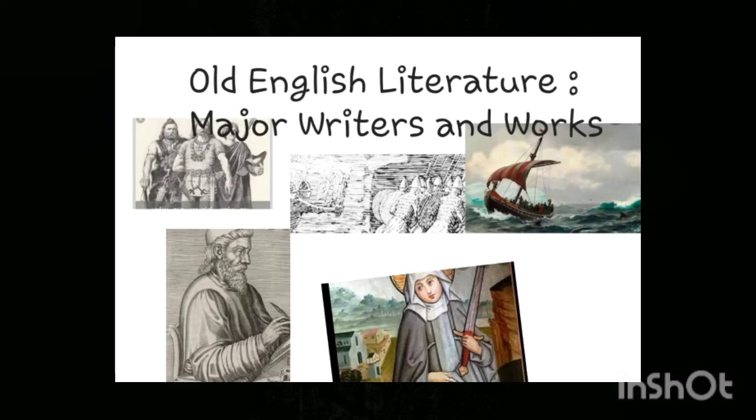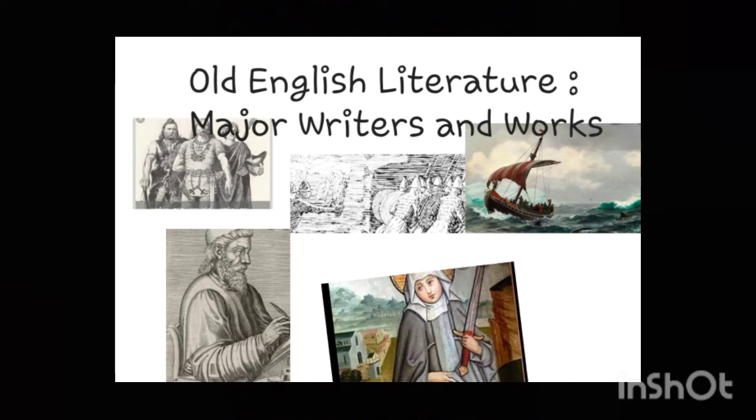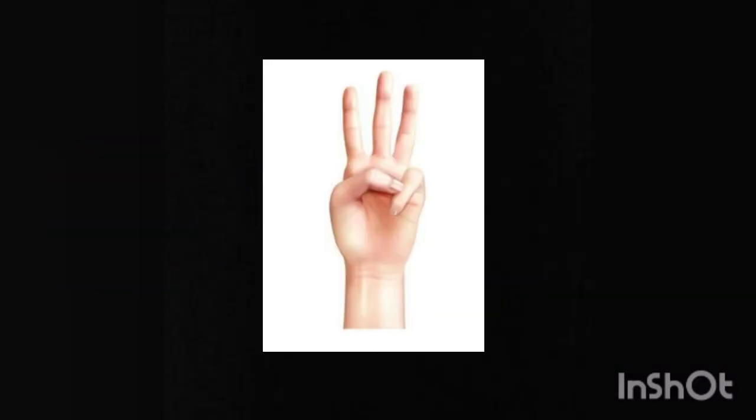In this video, I am going to talk about Old English literature, major writers and major works. First of all, we need to understand that in Old English literature, poetry was more prominent, not prose, though prose started. We will divide poetry into three kinds: heroic poetry, lyric poetry and Christian poetry. First, we will look at heroic poetry.